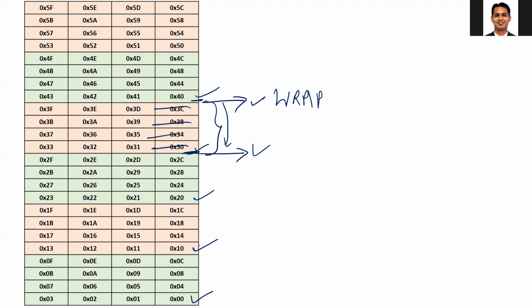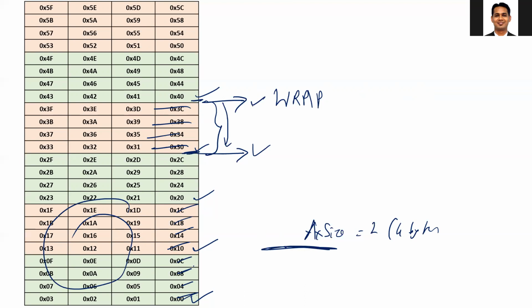What do you mean by addresses being aligned? In case of a size of 4 bytes, the addresses can take only these values: 0, 4, 8, C, 0x10, 0x14, 0x18, 0x1C and so on. Addresses cannot take other values. So this is called address aligned. This alignment should be with respect to the AxSIZE.